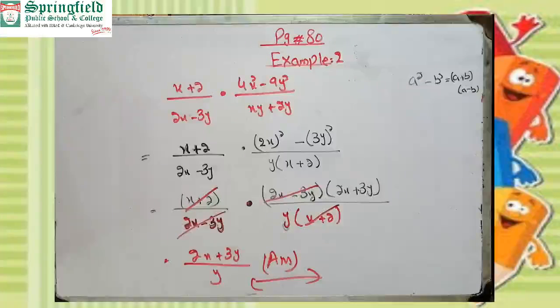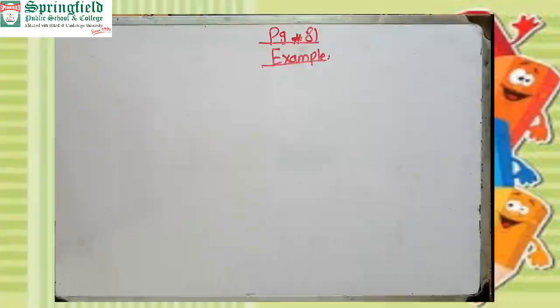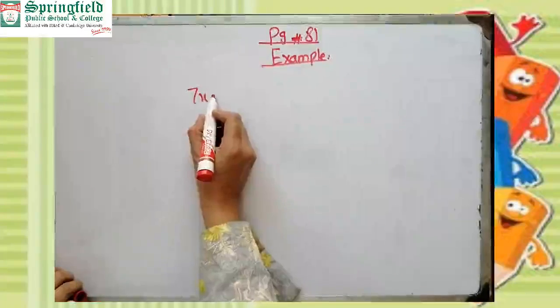Understood, beta? Okay, now come to the next page, page 81, and see how we can divide two or more algebraic or rational expressions. Page 81, example: if you have more than two rational expressions and they are divided, how can we solve and simplify? There are four expressions.